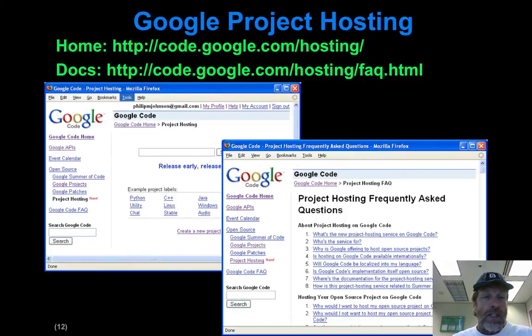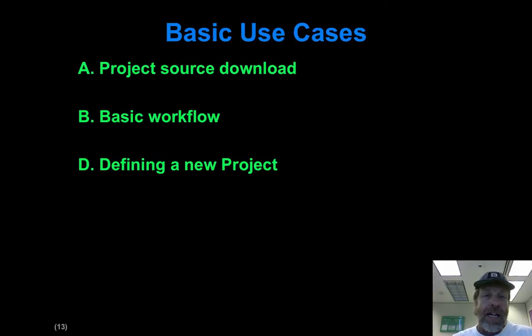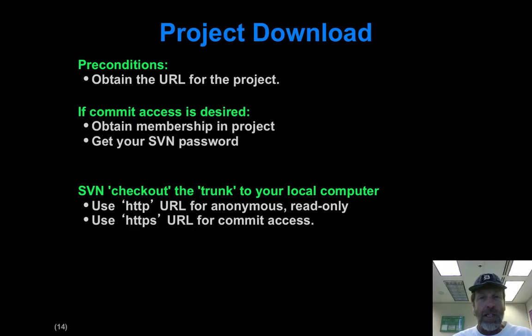Okay, so you can go to Google Project Hosting, do a little reading about it. I've got some links for you. And there's three basic use cases that you have to worry about: downloading the sources for a project, making a change, and starting up a new project. So to download a project, you just need its URL. If you want to be able to commit your changes to the project, as opposed to just read the sources and fool around with them, then you have to become a member of the project. So the project administrator has to add you as a committer, and you have to then figure out your Subversion password in Google Project Hosting.